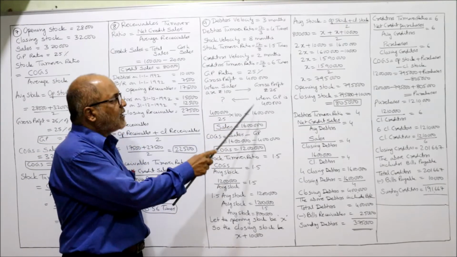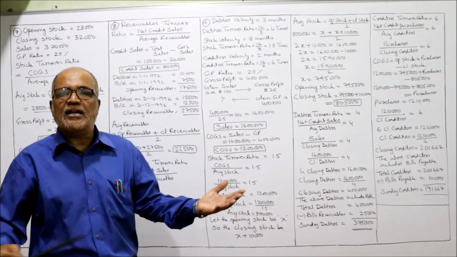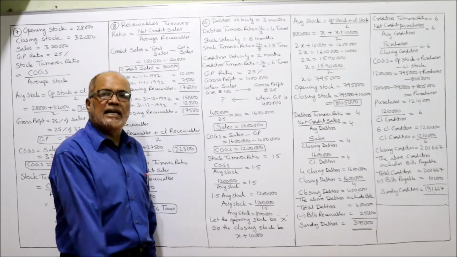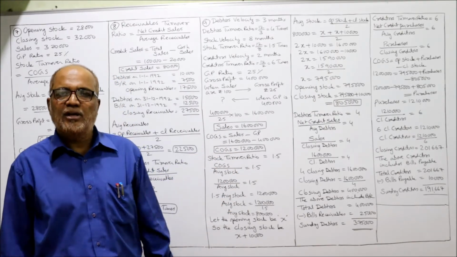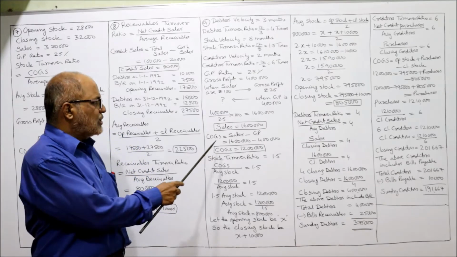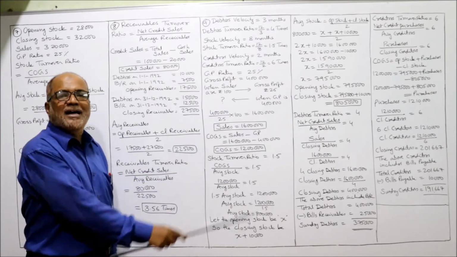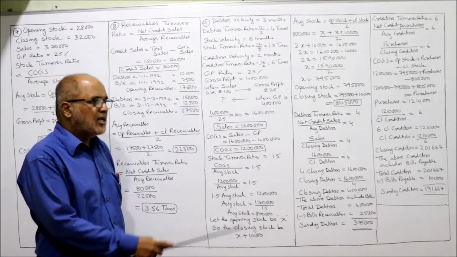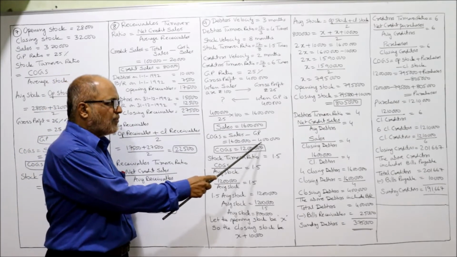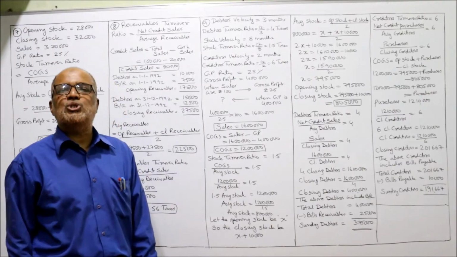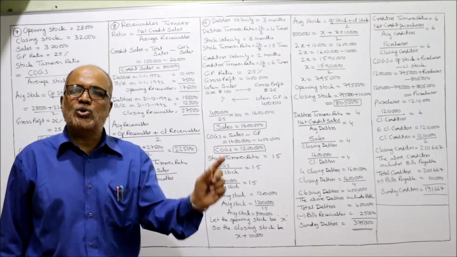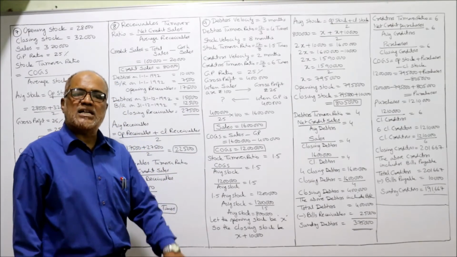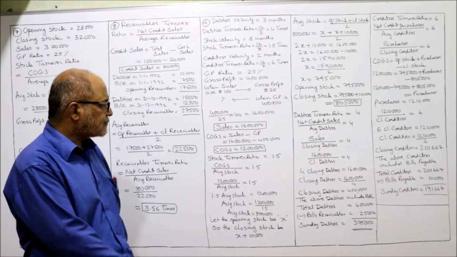25% of 16 lakh, you will get 4 lakh. That means our answer is correct. Sales are 16 lakh. Now cost of goods sold, COGS: sales minus gross profit. Already we have applied this in so many formulas and problems. So sales are 16 lakh, gross profit is 4 lakh, so COGS is 12 lakh. Now we can start finding out the closing stock.